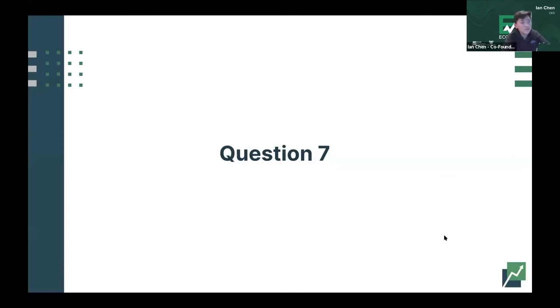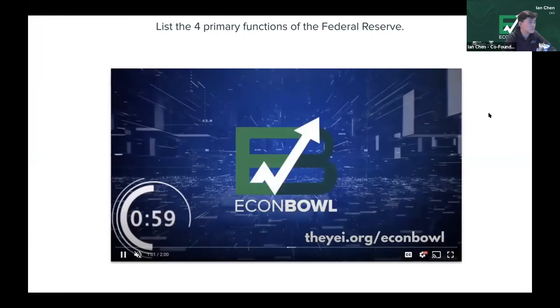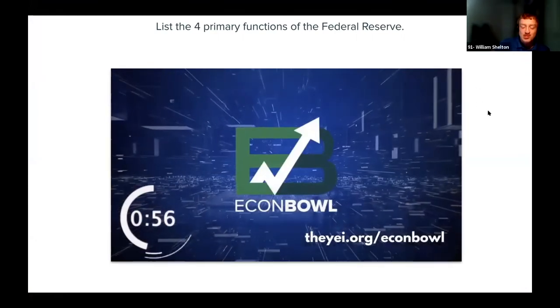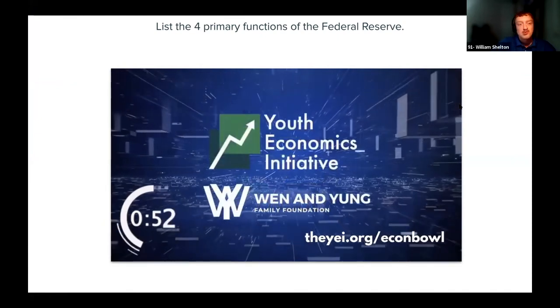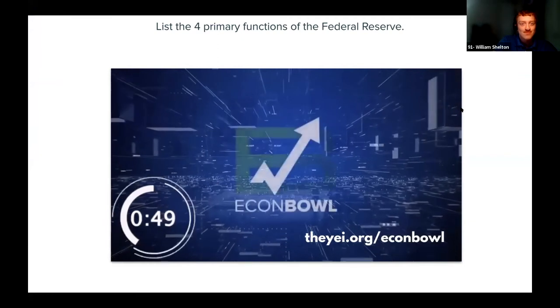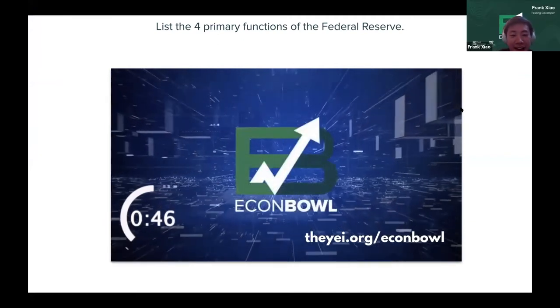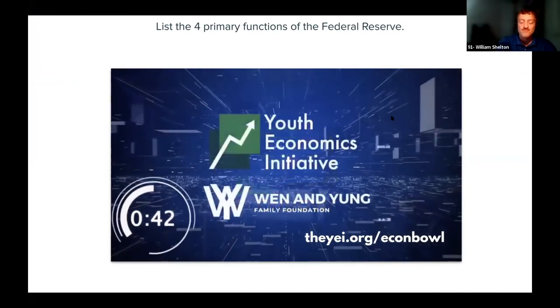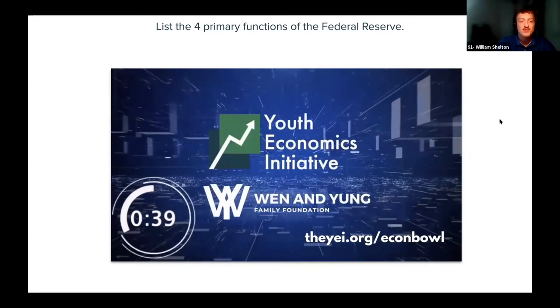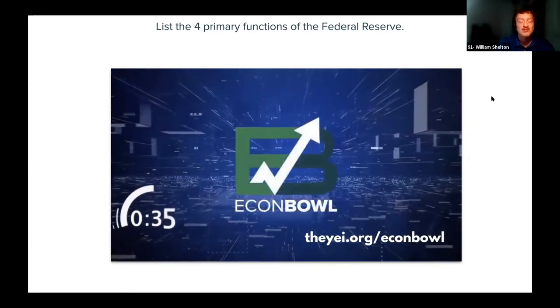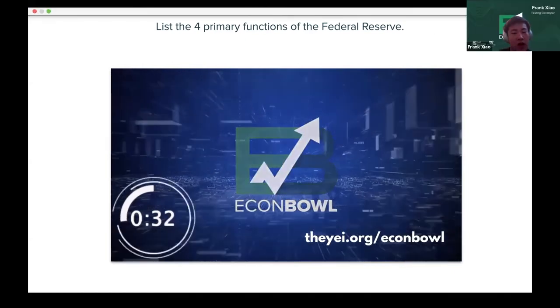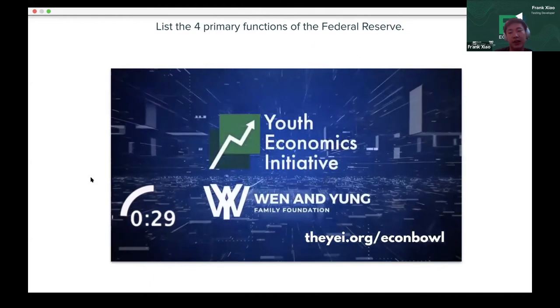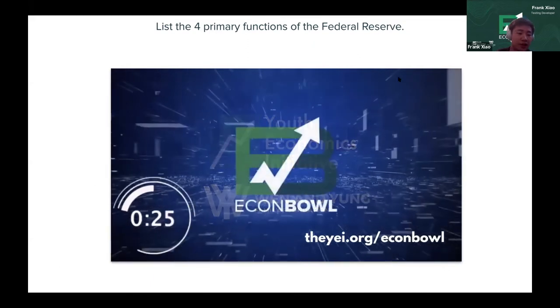Question 7. List the four primary functions of the Federal Reserve. William. Their job is to conduct national monetary policy, regulate banks, maintain financial stability, and provide banking services for the federal government. Could you repeat that a little slower? Conducting the monetary policy, providing banking services, supervising banks, and maintaining financial stability for the United States. I'll give it to you. That is correct. 3 points will be awarded to his team, and we will now be moving on to the next question.